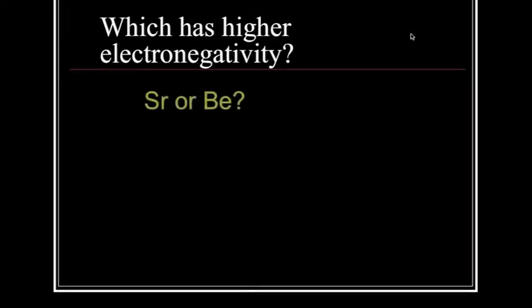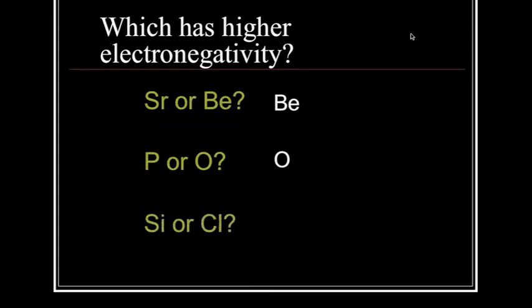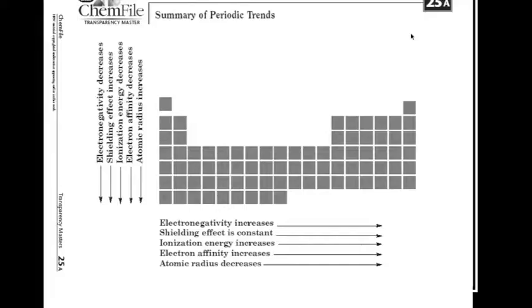So which one has a higher electronegativity? Sr or Be? Well, Be is beryllium. It is on top, so it wins. Phosphorus or oxygen? We have phosphorus, which is lower than oxygen, so oxygen wins. And lastly, we have silicon and chlorine. We see that chlorine is more to the right, so therefore chlorine wins.